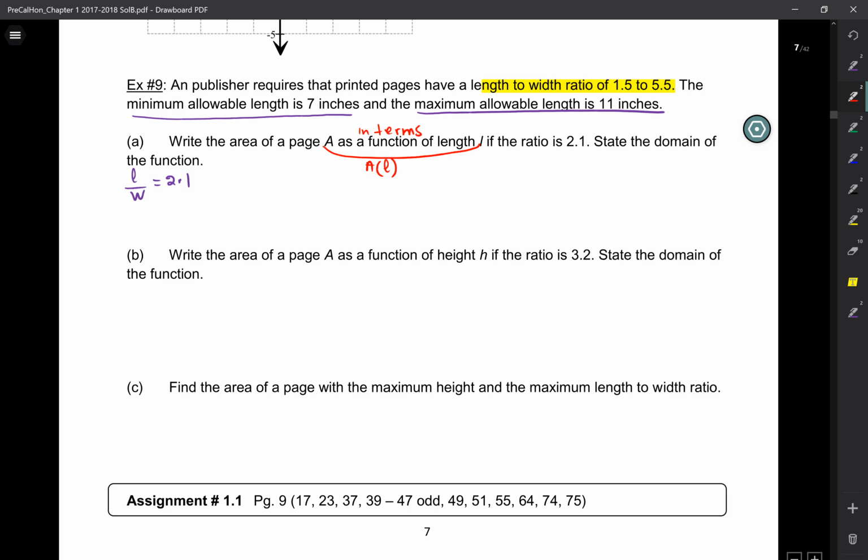That means in your equation, L is allowed to exist. W is not allowed to exist. That means we need to get rid of W. Now, we have something to go on. We need to get rid of W, okay? But we need to have L in there. So what is W here?